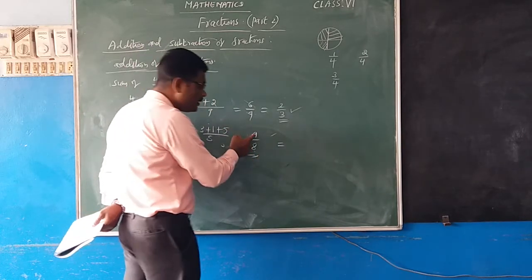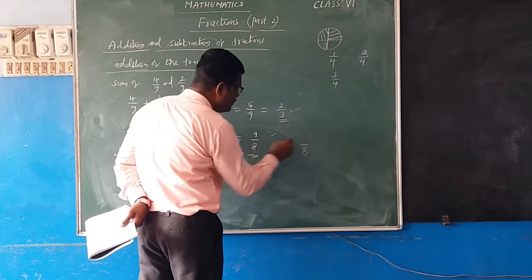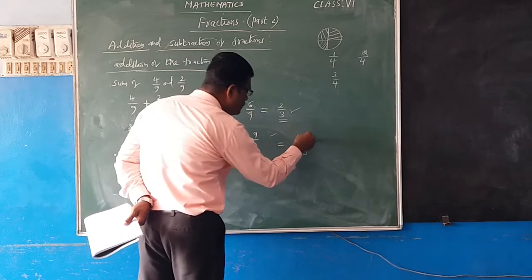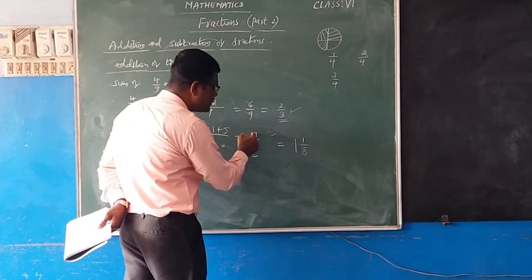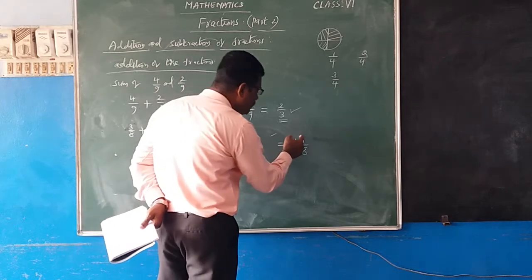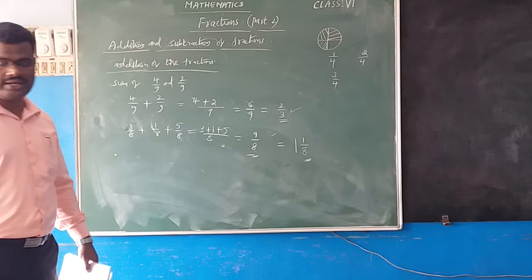Suppose the numerator is greater, how many times does it go with 8? 8 is the denominator. 8 ones are 8 plus 1 is 9. That is nothing but 9 by 8 or 1 integer 1 by 8. This is called addition of like fractions.